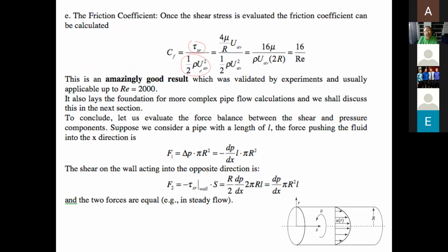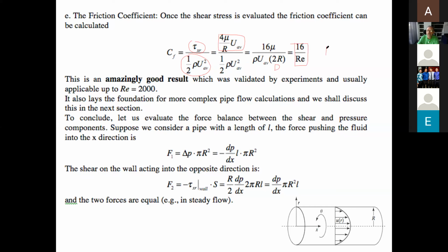So I take, remember before we had 4 mu over r. Oh, and then I took averages of u max. So this is the formula from the previous page. I took it because we needed it in form of velocity. And then just go through square and you end up with this. This is just simple algebra. Again, if we would like to have diameter instead of 2r, we're going to have 16 over Reynolds.